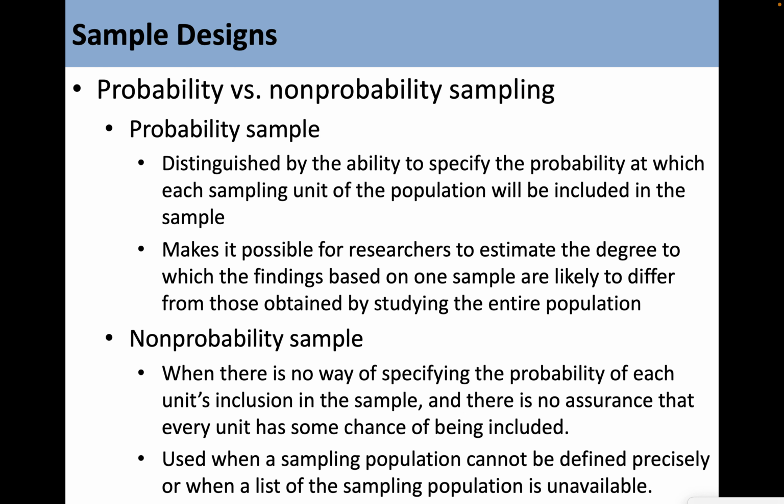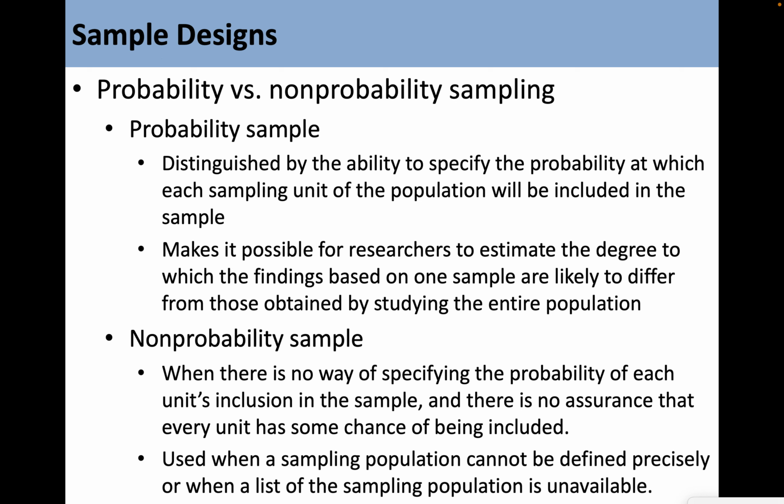Probability versus non-probability sampling. A probability sample is distinguished by the ability to specify the probability at which each sampling unit of the population will be included in the sample. It makes it possible for researchers to estimate the degree to which the findings based on one sample are likely to differ from those obtained by studying the entire population. A non-probability sample is when there is no way of specifying the probability of each unit's inclusion in the sample, and there is no assurance that every unit has some chance of being included.